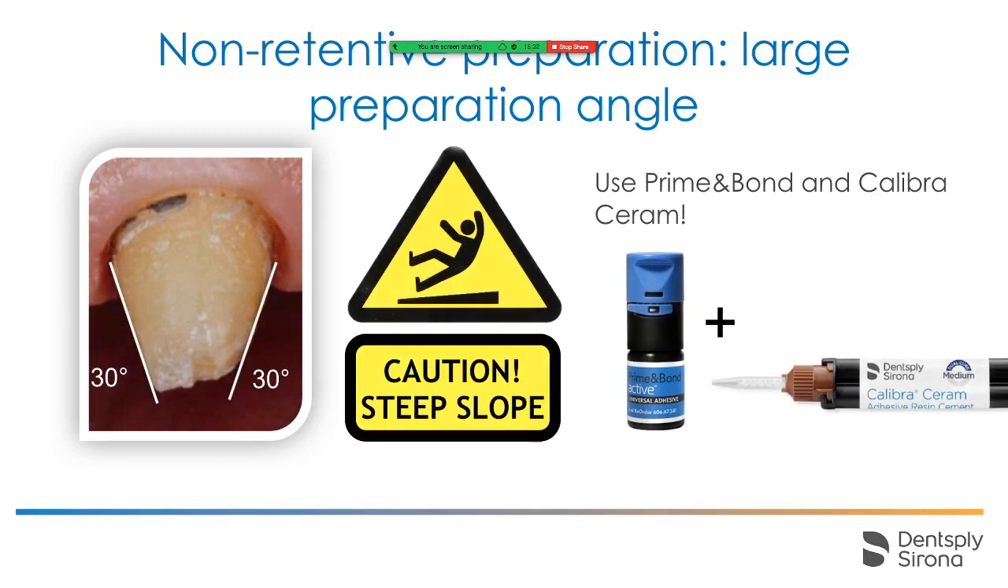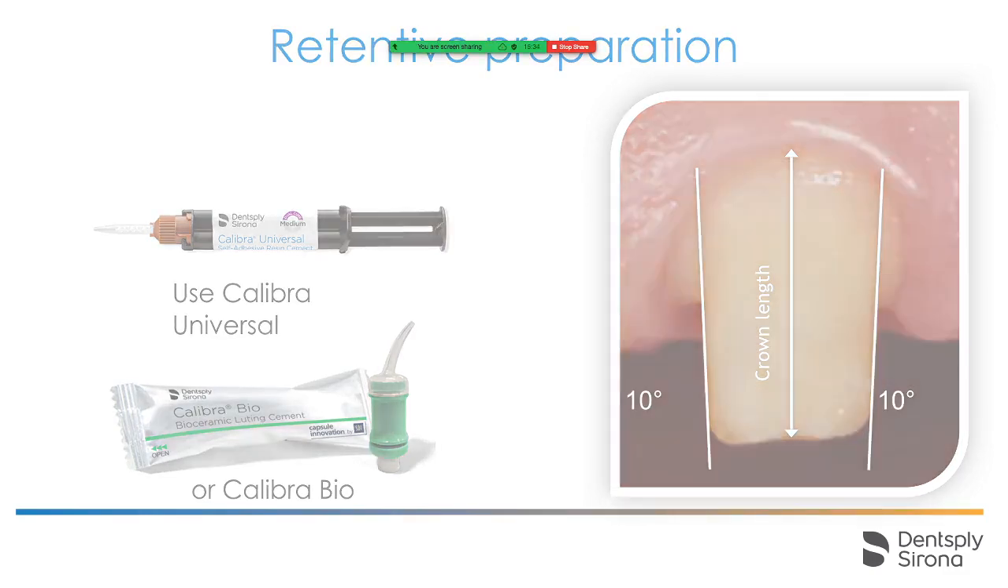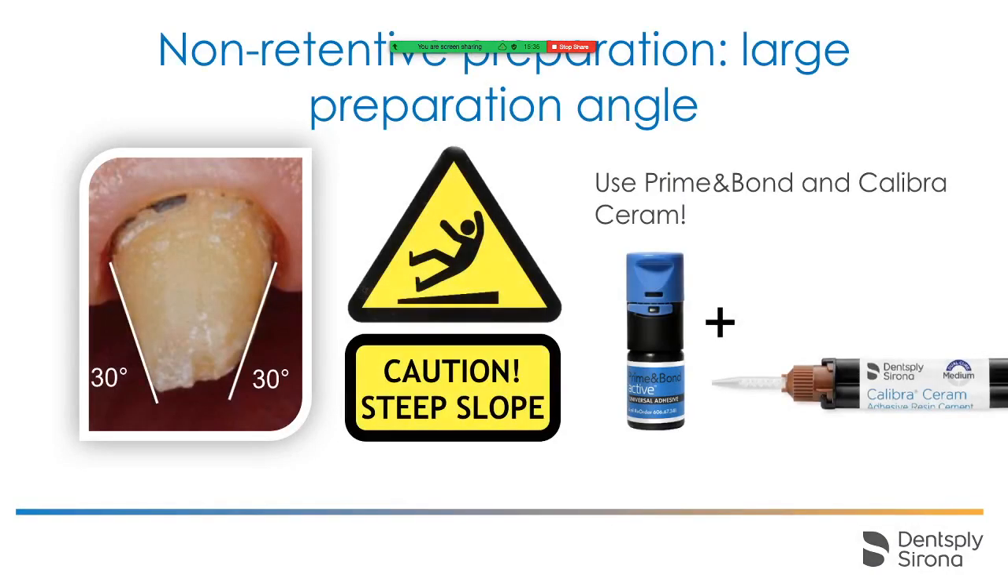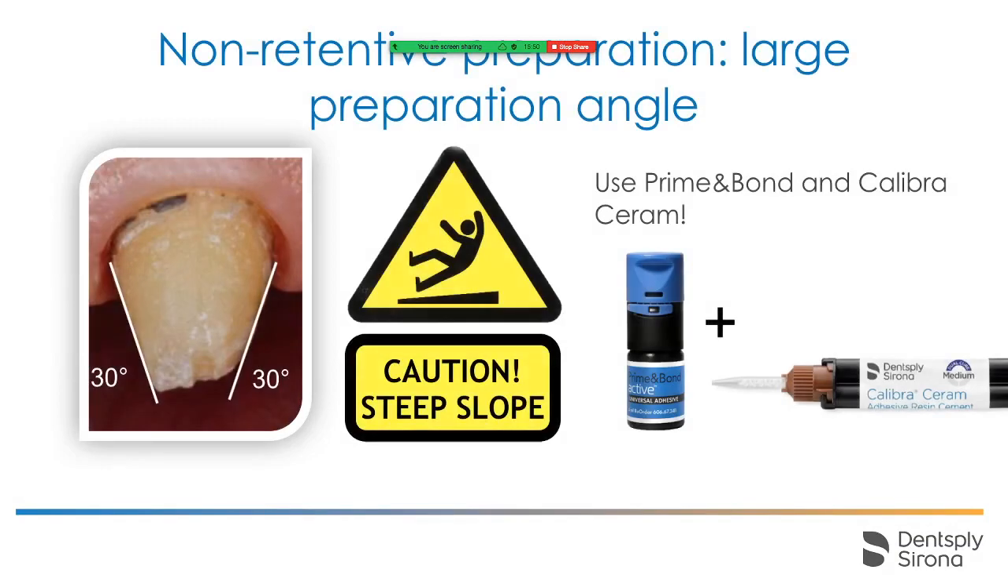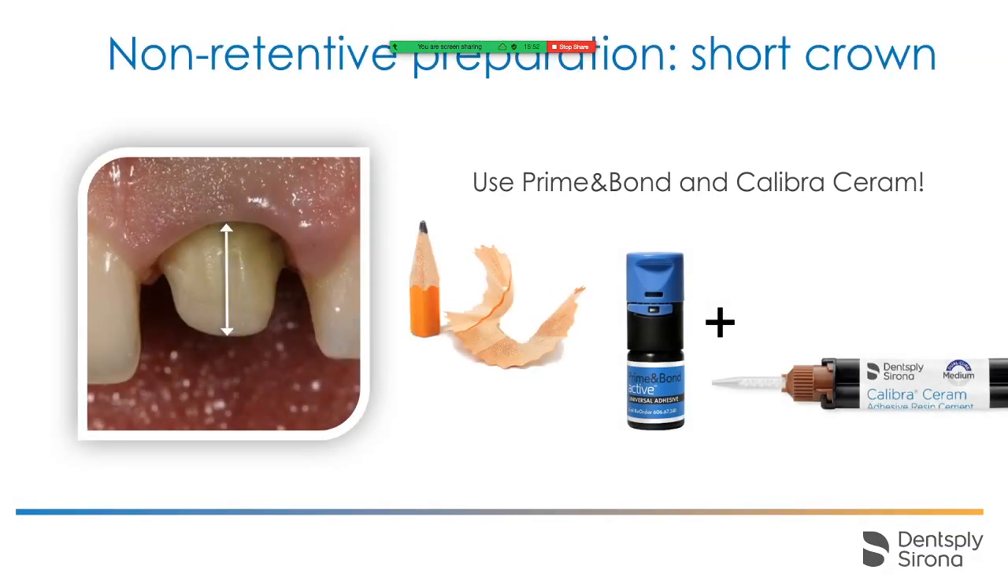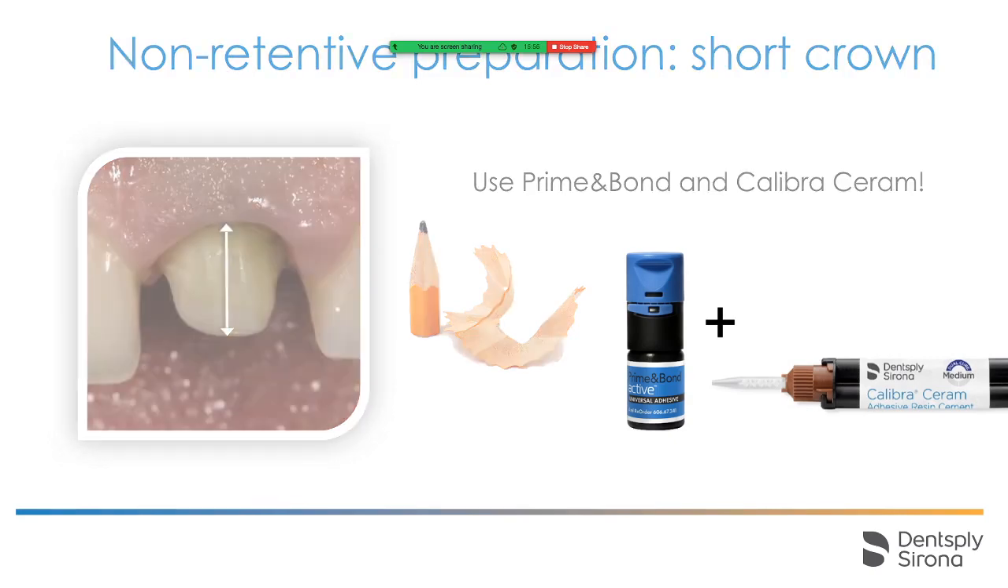We can see the difference between retentive preparation and non-retentive preparation. For non-retentive preparation, we need high bond strength resin cements. For retentive preparation, we can use conventional or resin cements. Non-retentive preparation, shorter crown, also we need to use resin cements.